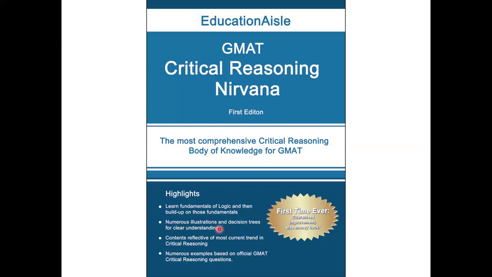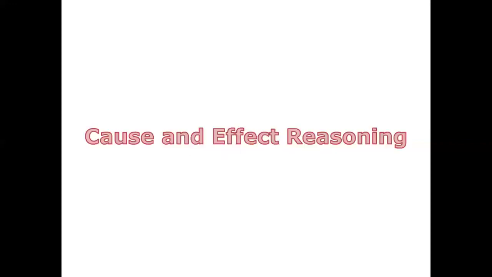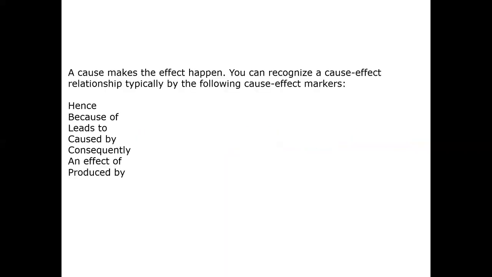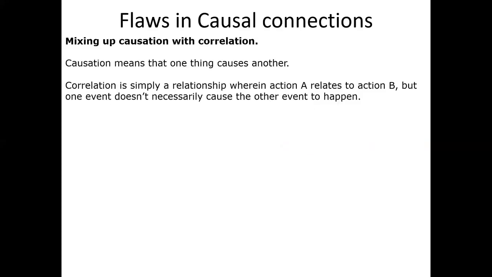But the good thing is, the toughest part is over. So now we'll have some good fun time with cause and effect reasoning. A cause makes the effect happen. I think all of you would know. You can recognize a cause-effect relationship typically by the following markers: hence, because of, leads to, caused by, consequently, an effect of, produced by. So that's how you know that a cause-effect relationship is being presented.